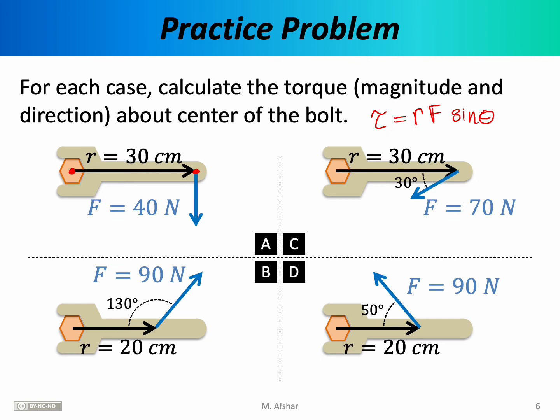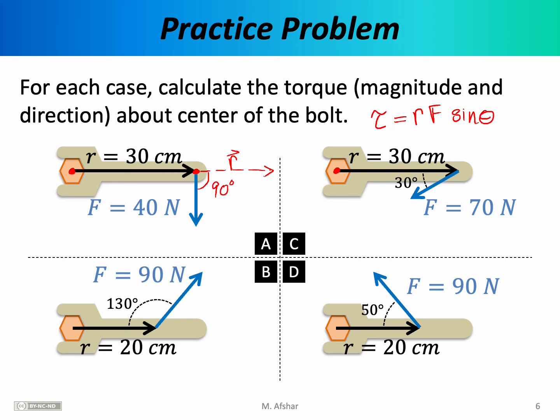Notice in all cases, the pivot point is the center of the bolt, but where the force is being applied could be different locations, so that's what the R vector is telling us. We're also interested in the angle between the R vector and the force vector. Remember, to calculate the angle between two vectors, you need to put them tail to tail, so you might want to move this R vector over so that its tail coincides with the tail of the force vector, and then look at this angle. This angle in this particular case is 90 degrees.